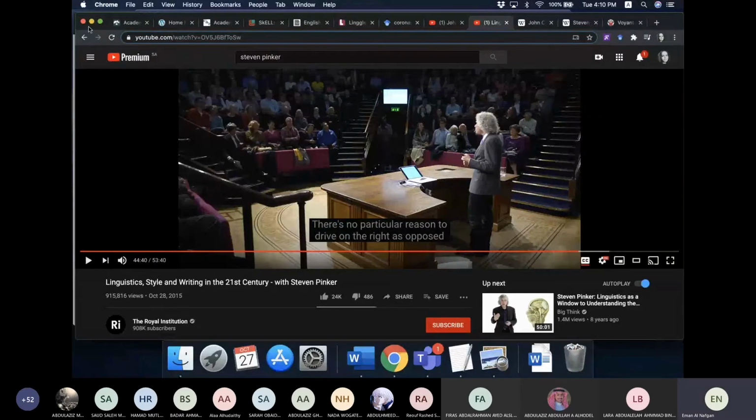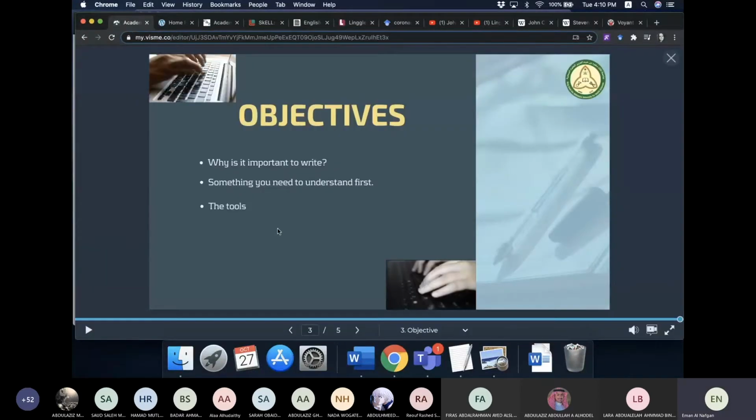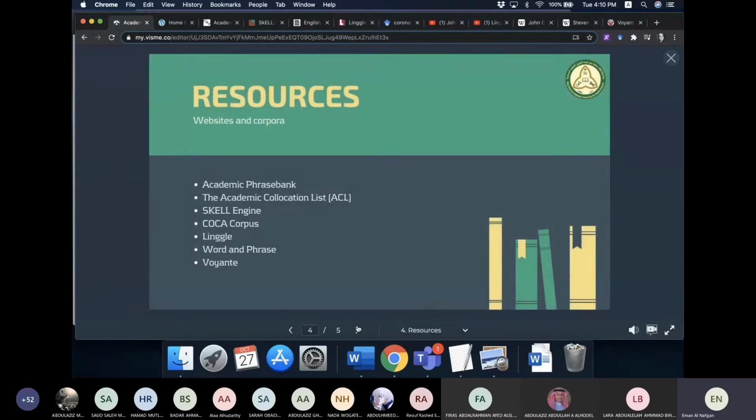So how do we fix that? How do we fix that? This is what I'm going to show you. I am going to show you a whole bunch of things that you can use that can help you see what is acceptable in academic English. What phrases can you use? So the first one is the academic phrase bank.